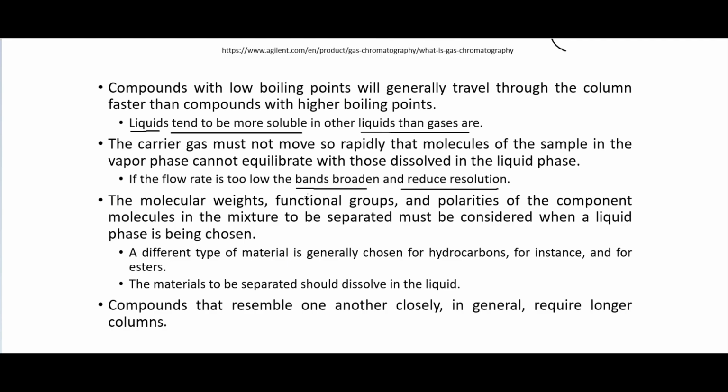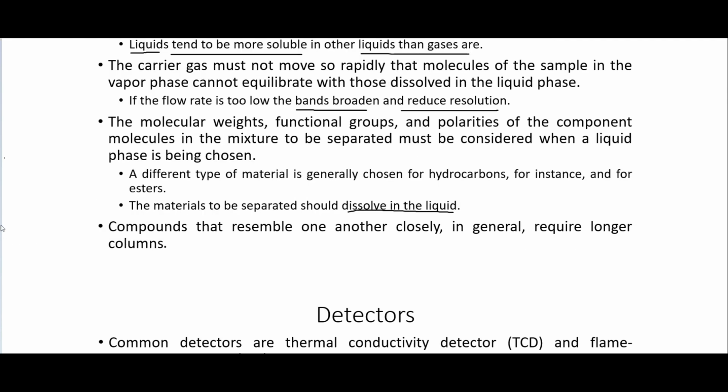And the molecular weights, the functional groups and polarities of the component molecules of your mixture to be separated must be considered when a liquid phase is being chosen. So a different type of material is generally chosen for hydrocarbons, for instance, as compared to esters. And the materials to be separated should be able to dissolve in the liquid. Compounds that resemble one another closely in general will require longer columns because we need to get more separation on those if they look too much like each other.